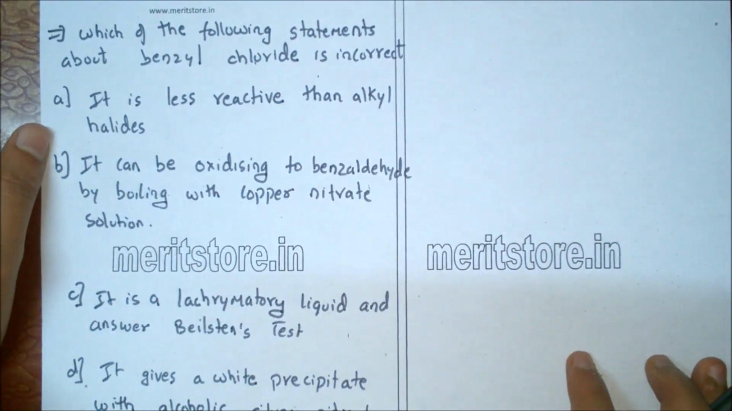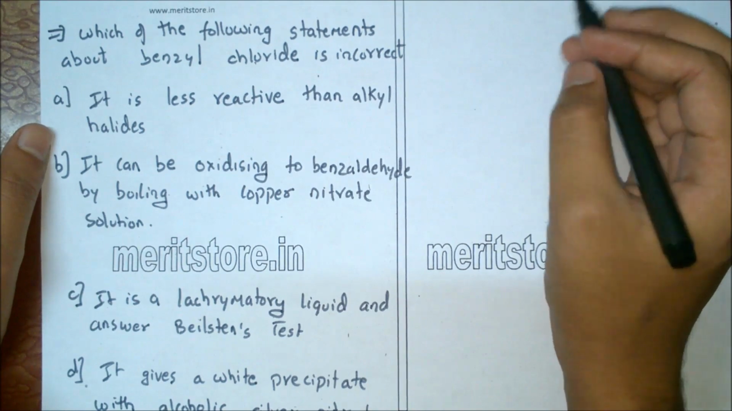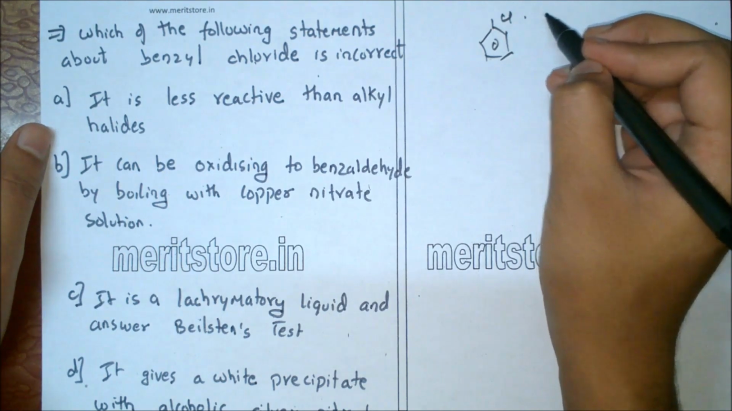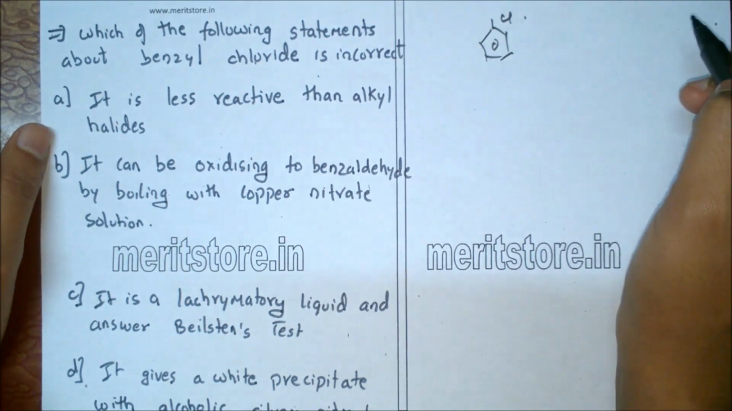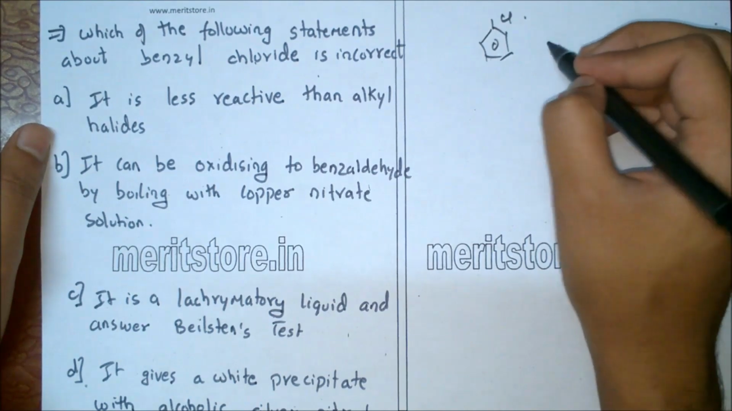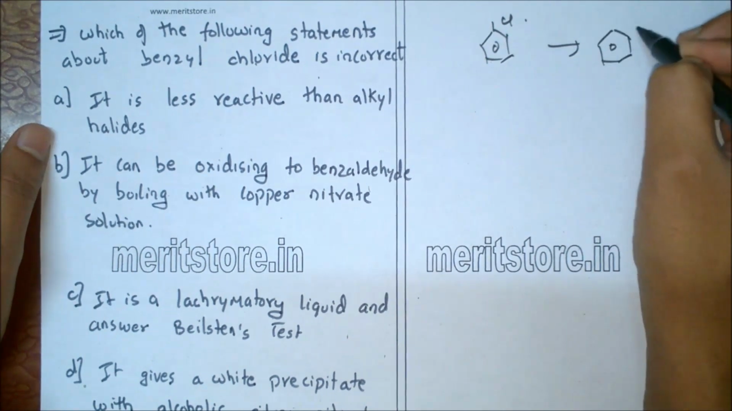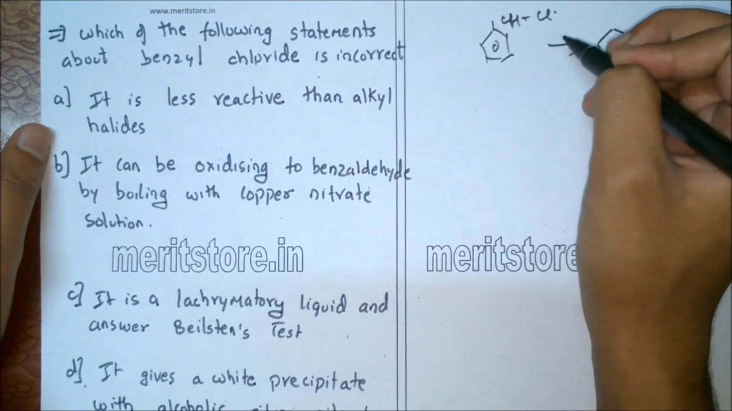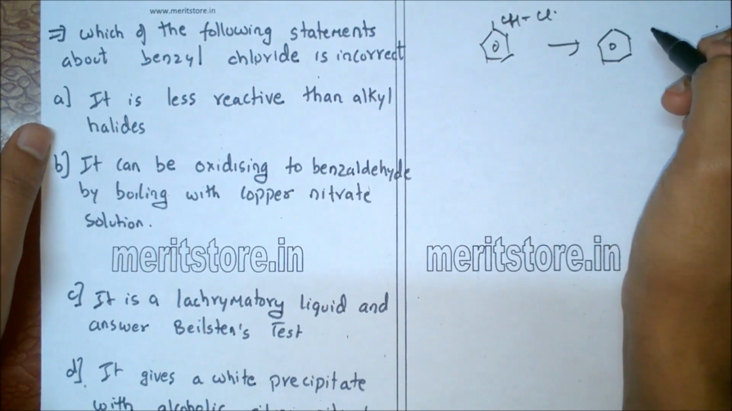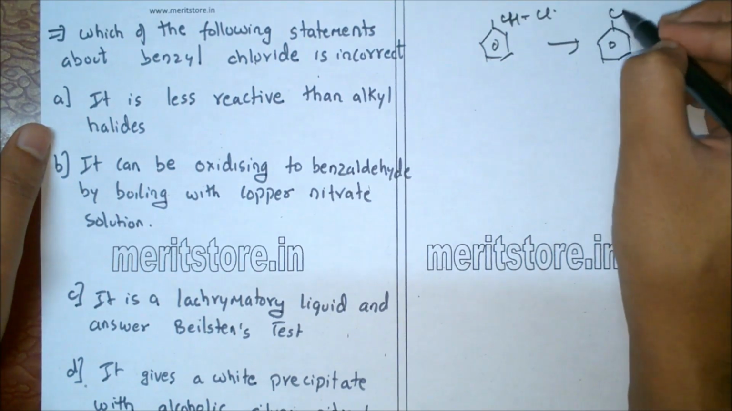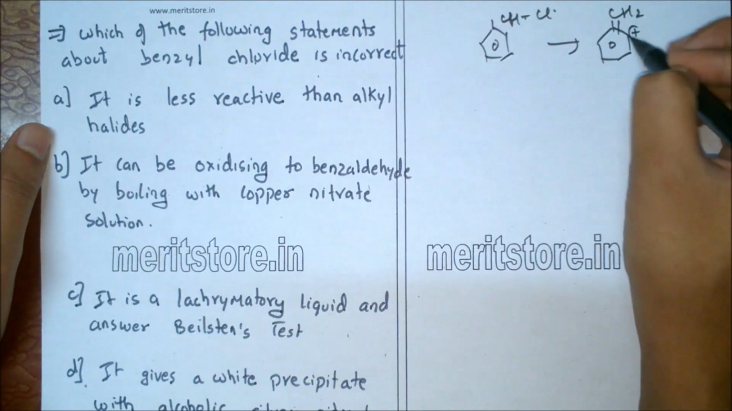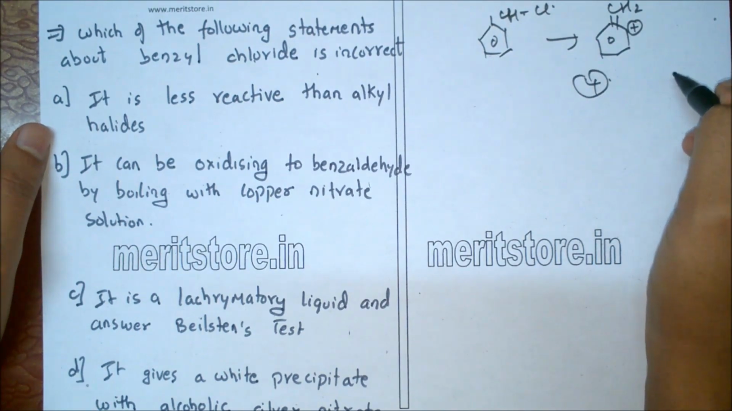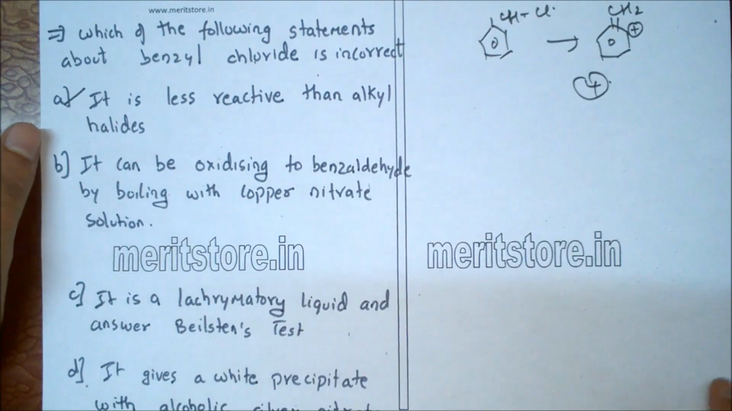So benzyl chlorides are far more reactive than alkyl halides towards nucleophilic substitution reaction, due to the reason that the carbocation formed after the removal of the halide ion is stabilized due to resonance. This is the benzyl carbocation. So this positive ion keeps on changing its position. There will be 4 resonating structures. So option A is the correct answer.